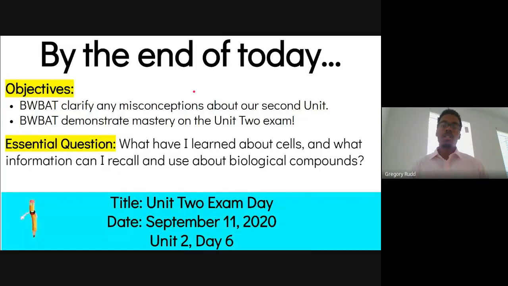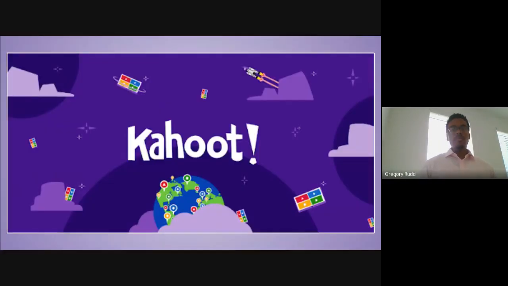And the essential question is, what have I learned about cells, and what information can I recall and use about biological compounds? So it's important to note that this is a cumulative class, so the information that we've learned in our first unit is still relevant here in this second unit. And as we continue to move through the course, everything that we've learned previously will still be important, and we'll continue to build upon those foundations of knowledge. All right, so let's jump into the Kahoot.